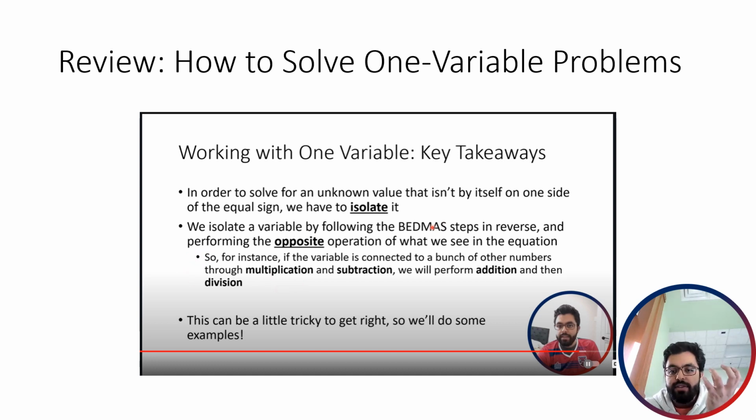So if you've got x and it's tethered to a couple of other numbers through multiplication and subtraction, let's say, then you first perform addition, because we're doing BEDMAS in reverse, and then division to undo that multiplication and the subtraction that are keeping the x tied up with all these other numbers.